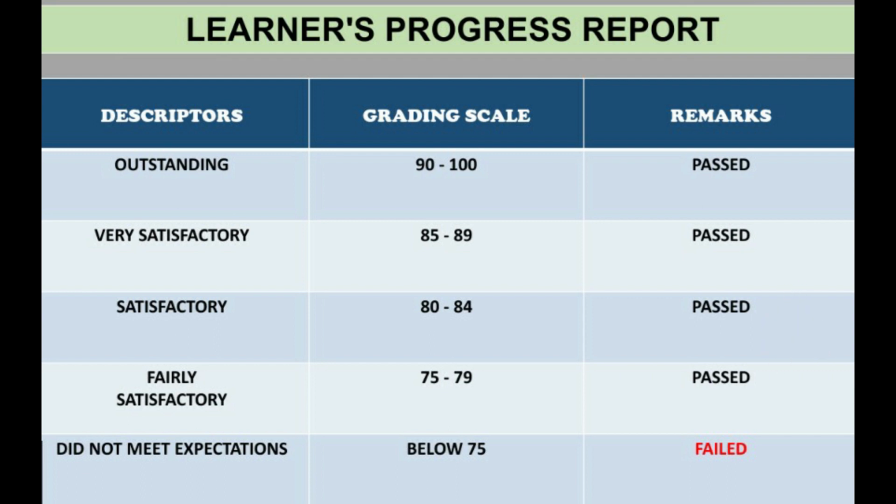And the descriptor for learners who are Fairly Satisfactory, the grading scale is 75 to 79, and the remarks is Passed. If the descriptor is Did Not Meet Expectations, the grading scale is below 75 and the remarks is Failed.